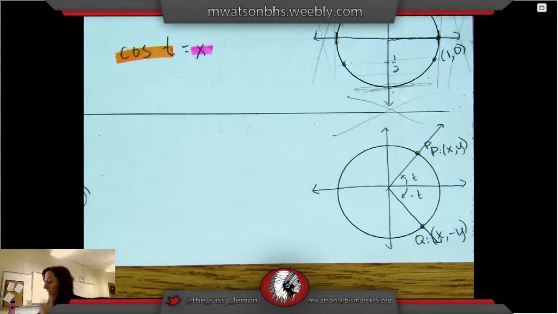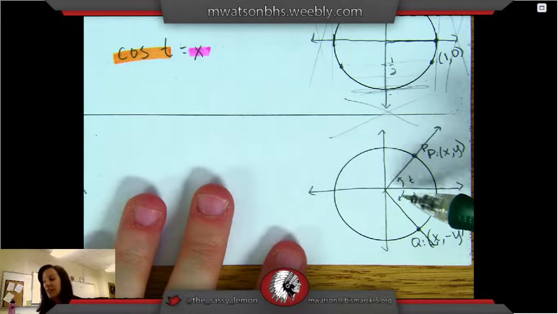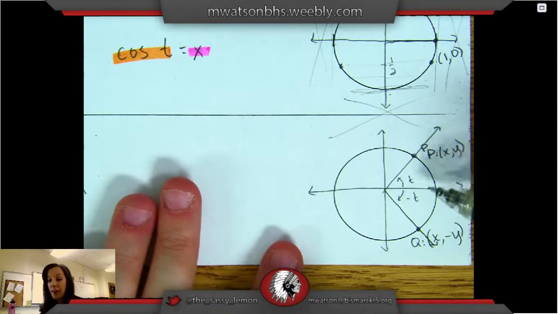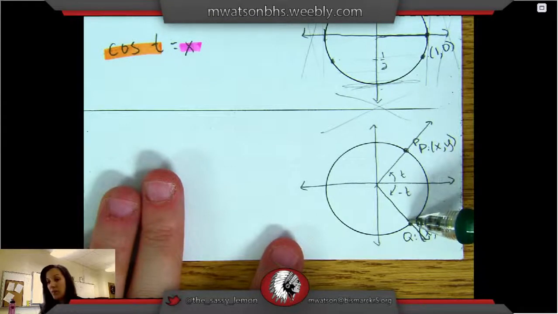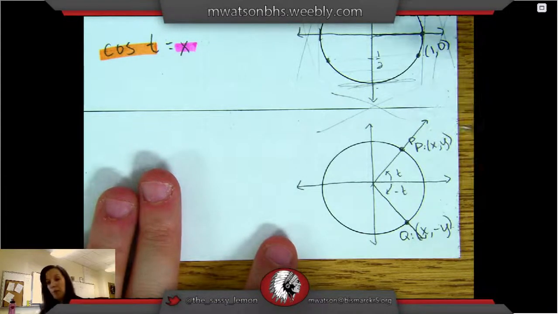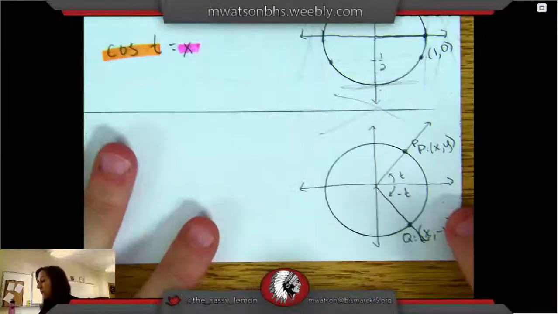Okay, so anyways, so far we've just established we have two angles, one going in the positive direction, one going in the negative direction. They're the same size, which means they're going to have the same point, except this one's going to be negative y because we're going down instead of up. Okay, here comes the trick.